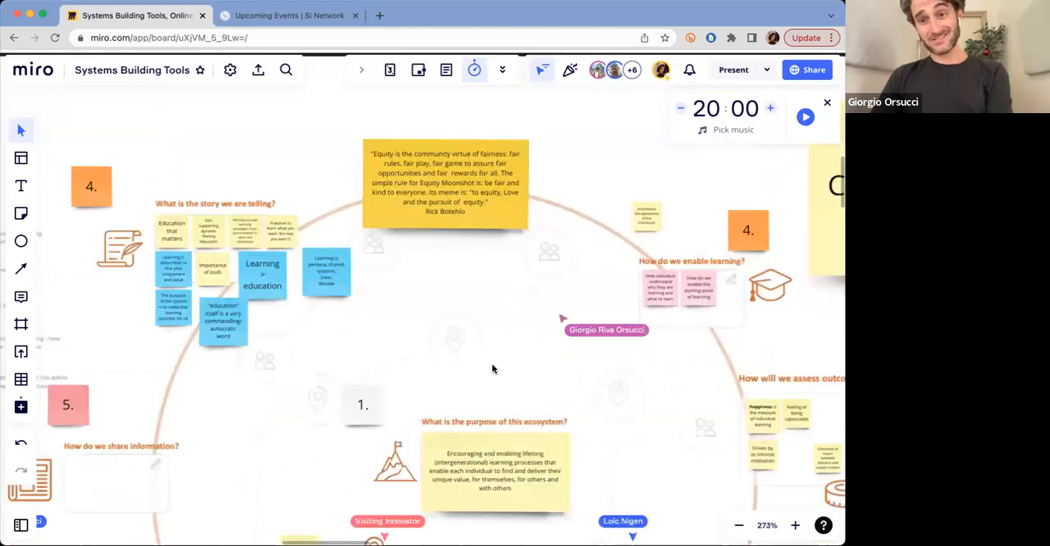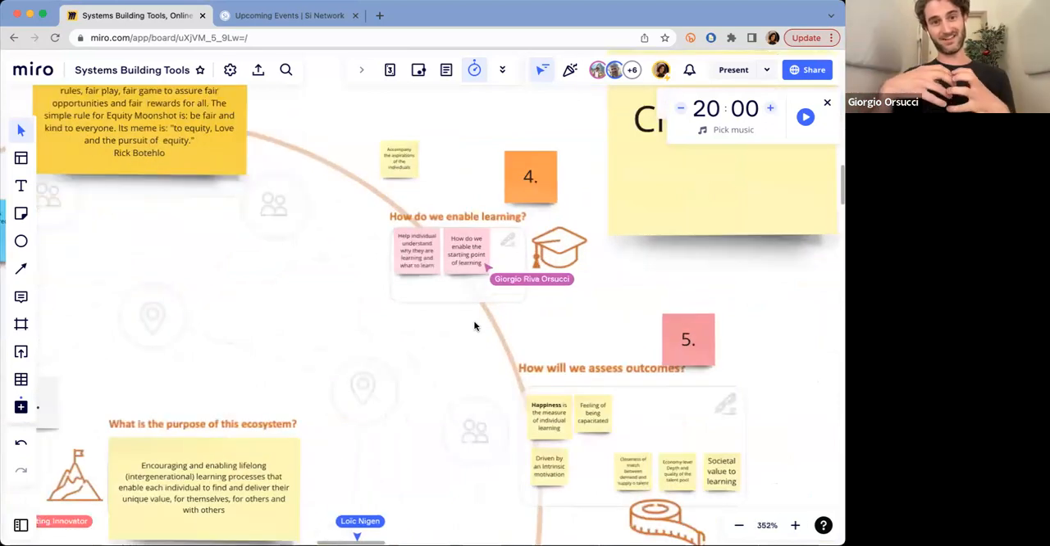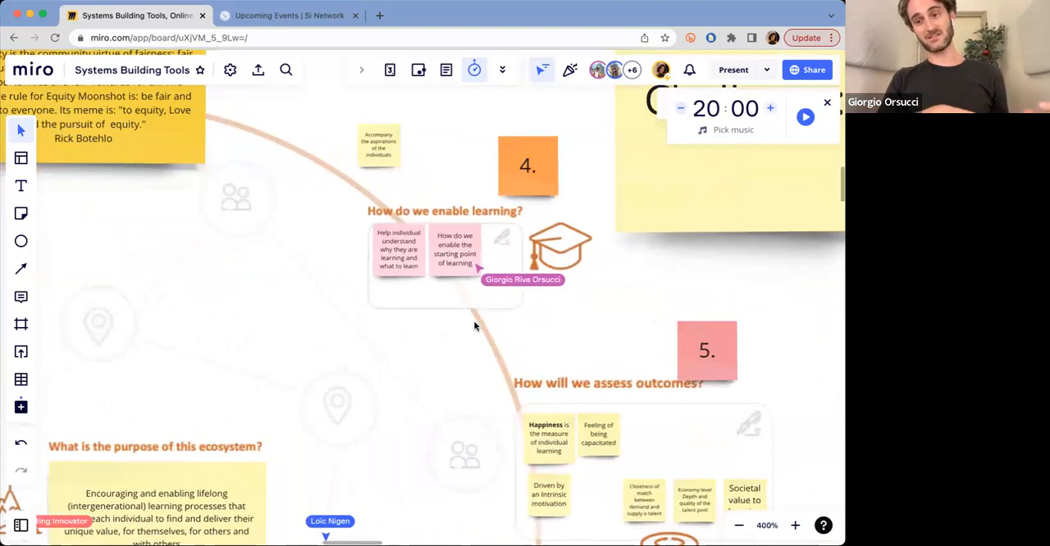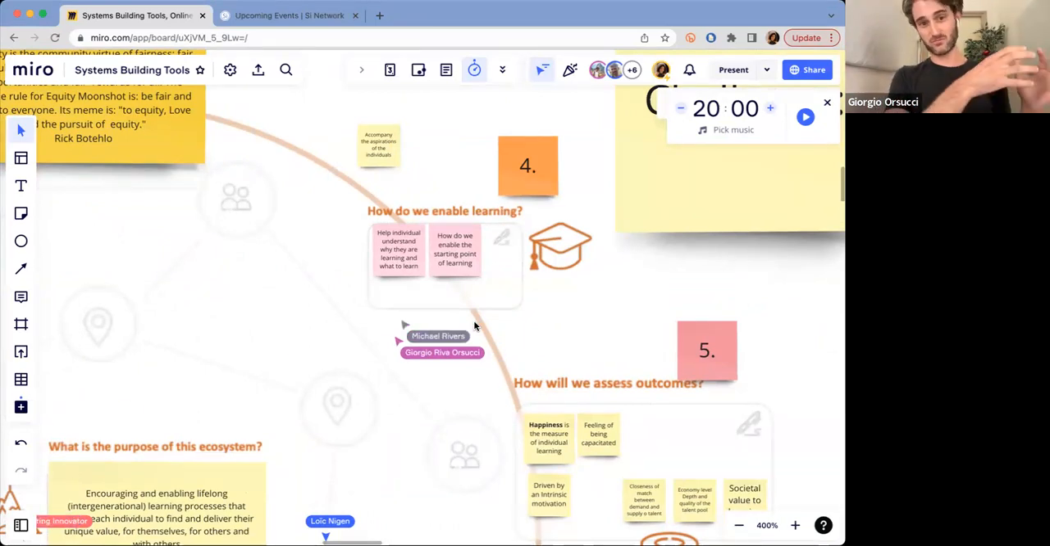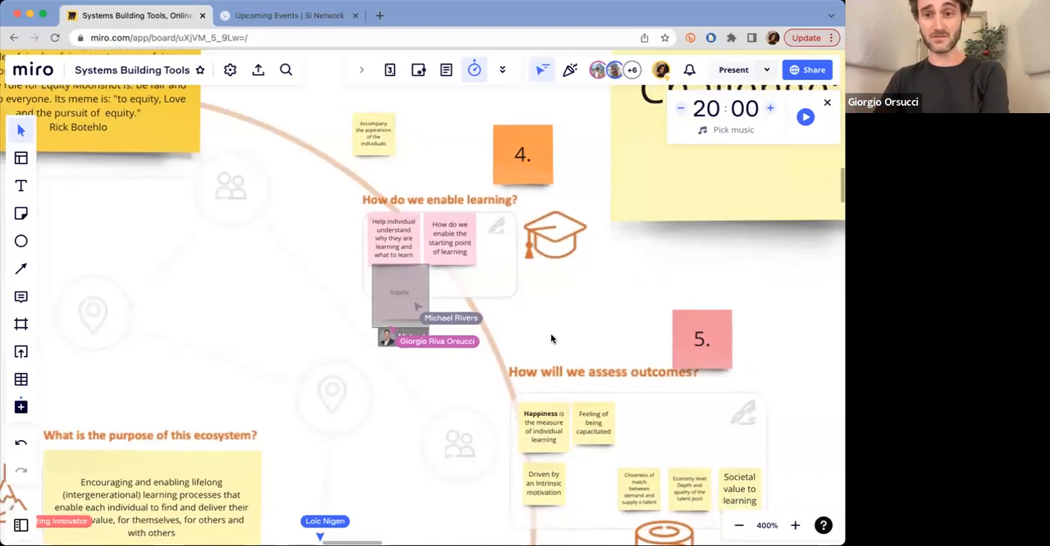Then how do we enable this learning? Mostly from an inside-out movement from the individual, letting the individual understand as much as possible what they want to learn and why, and trying to find a perfect match between what individuals want to learn and the possible learning opportunities all around.